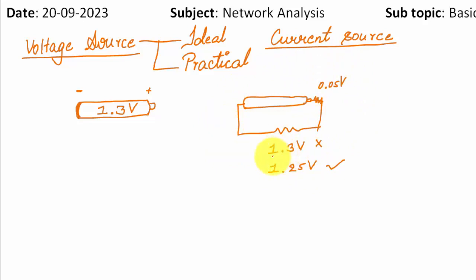Nothing but what? That voltage source itself is having the internal resistance. Unable to follow, don't worry. Only one example, only one question I will be asking.